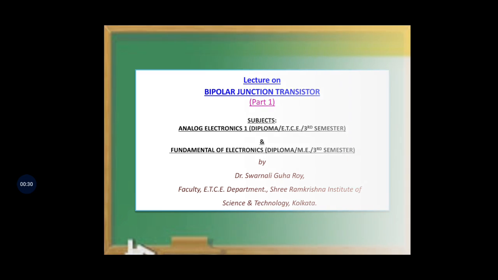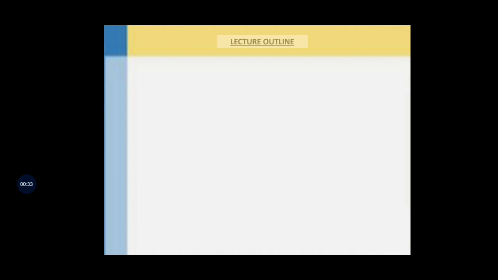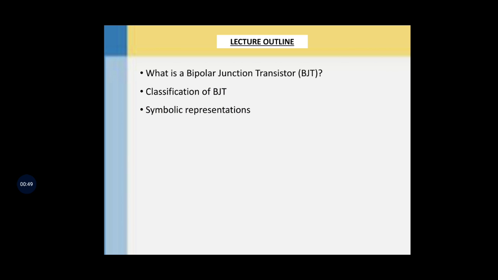Let us see the course outline. First of all, I will tell you what is a bipolar junction transistor, that is, what is the basic definition of a BJT. Secondly, the classification of BJT, symbolic representations, structure of NPN and PNP transistors, working principle. That is, I will tell you how do these transistors actually work.